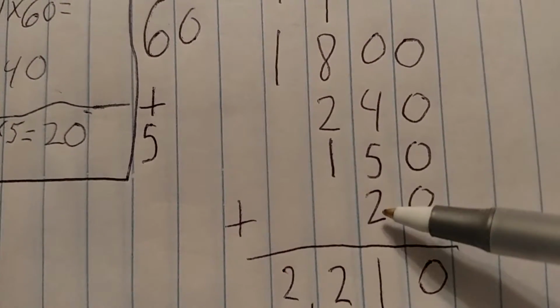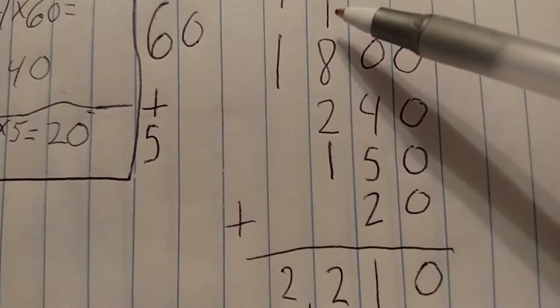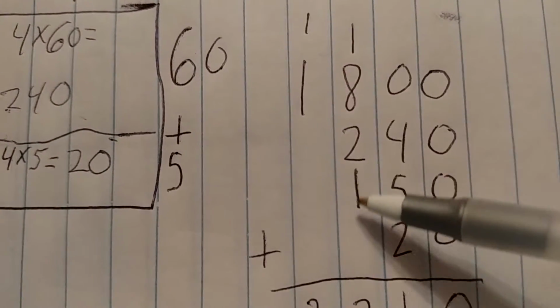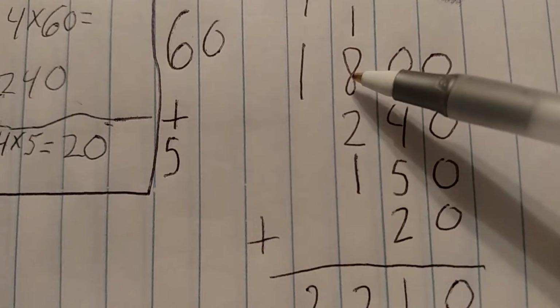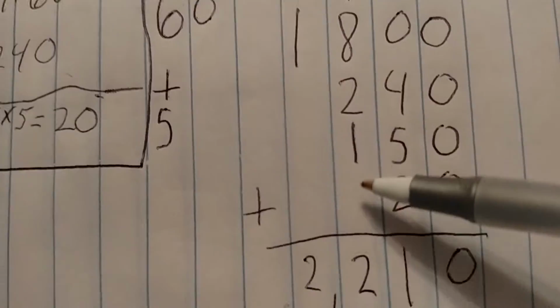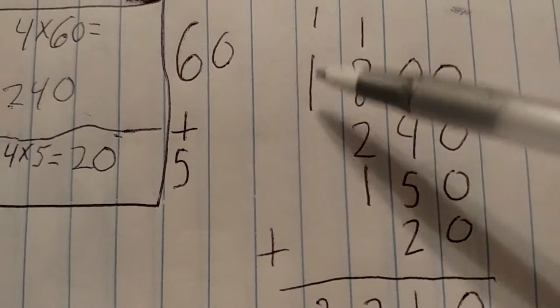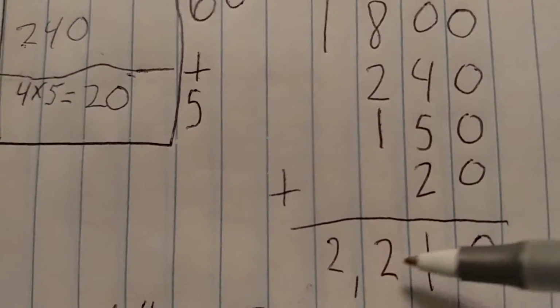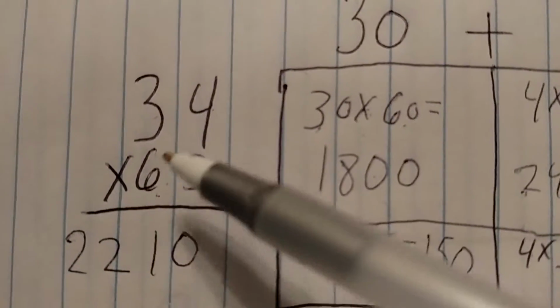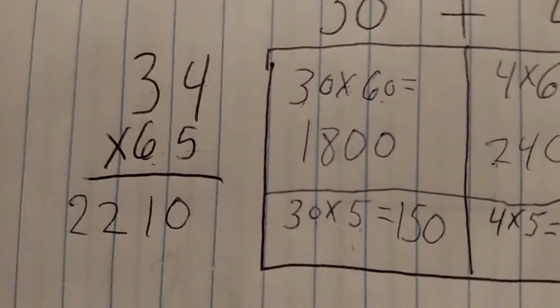4 plus 5 plus 2 is 11. Bring my 1. Carry my 1. Again, nice and neat in the same lines. 1 plus 8 is 9. Plus 2 is 11. Plus 1 is 12. Bring my 2. Carry my 1. 1 plus 1 is 2. 2,210. So 34 times 65 is 2,210.